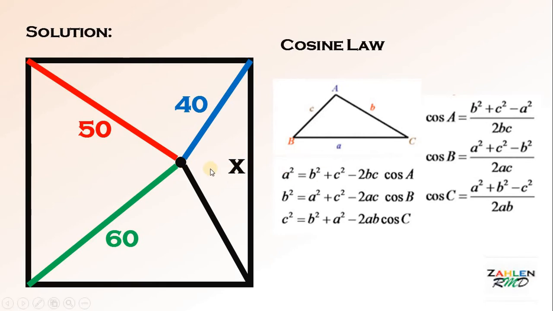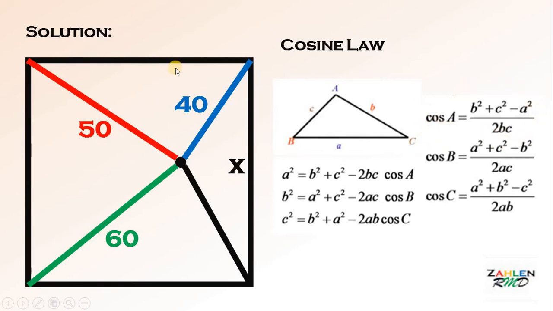So we have the formula a squared equals b squared plus c squared minus 2bc multiplied by the cosine of angle A. Also, if we solve for cosine A, cosine B, cosine C, we will get b squared plus c squared minus a squared all over 2bc. And in this question, we will use this format.